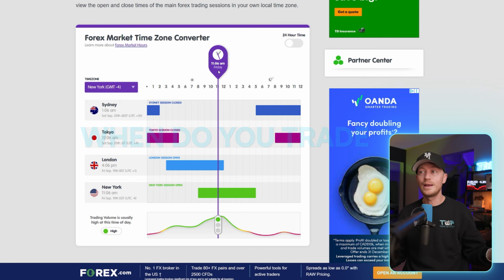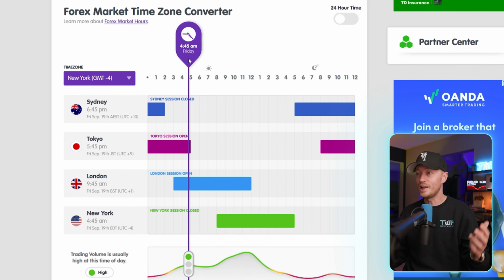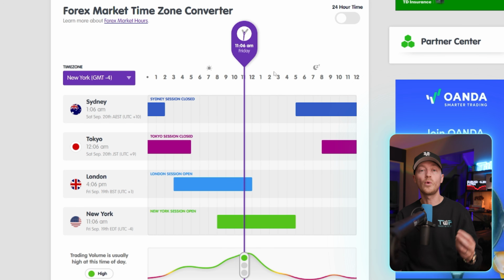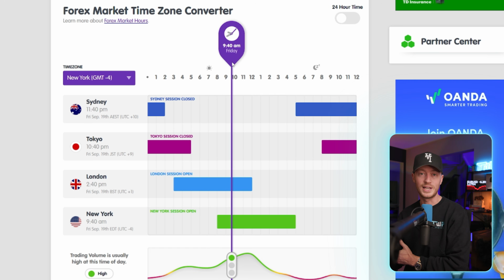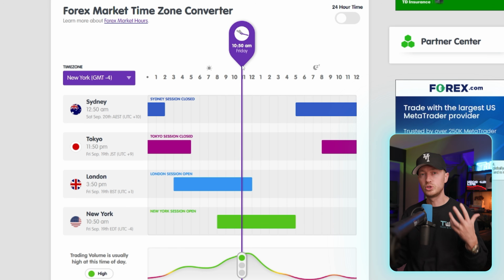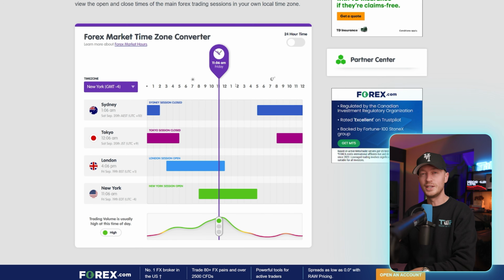Now, if you're looking at this example, you can see you could trade the Asian session, the London session, the New York session. The Forex market is open 24 hours a day, 5 days a week. But most of you are going to be like me, trading either the London session or the New York session. These are the sessions with the most volatility, which just gives you good conditions to trade.